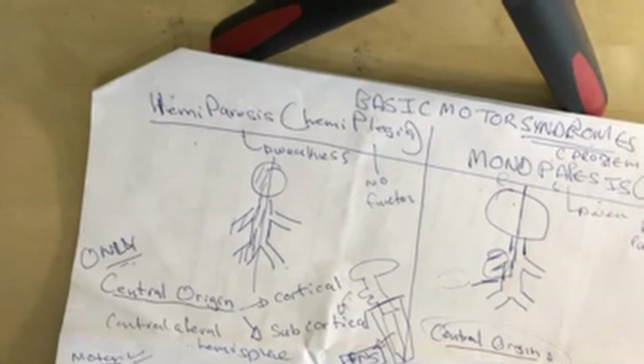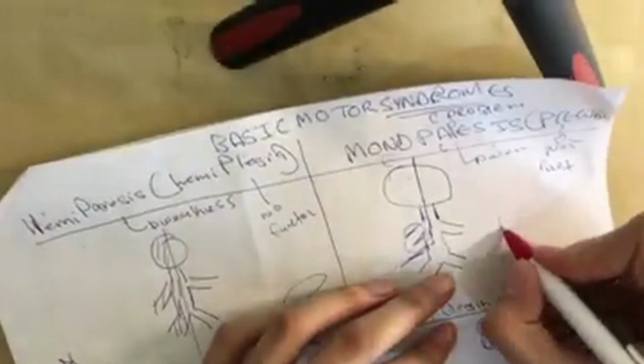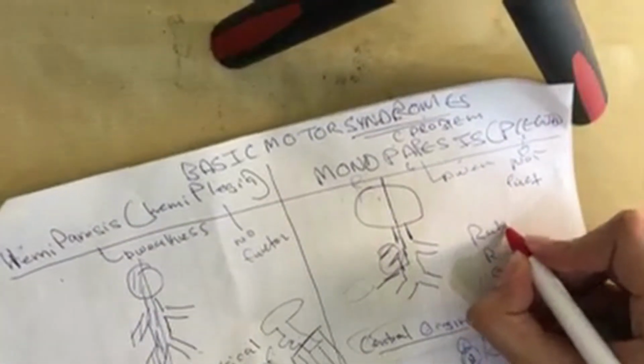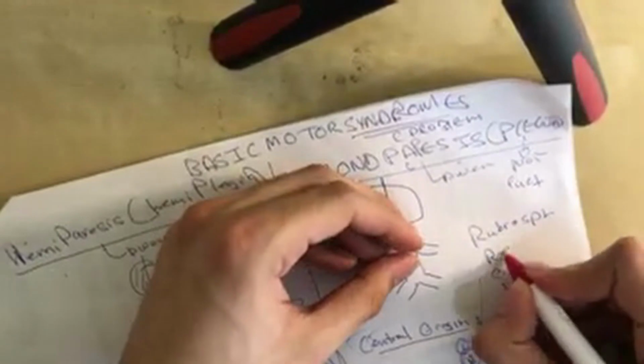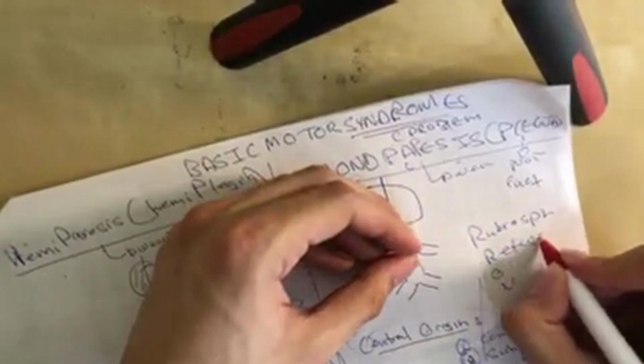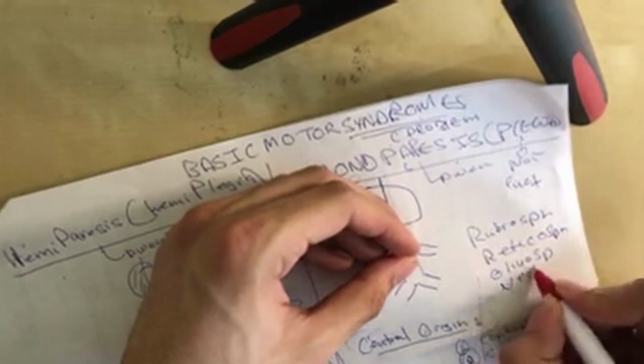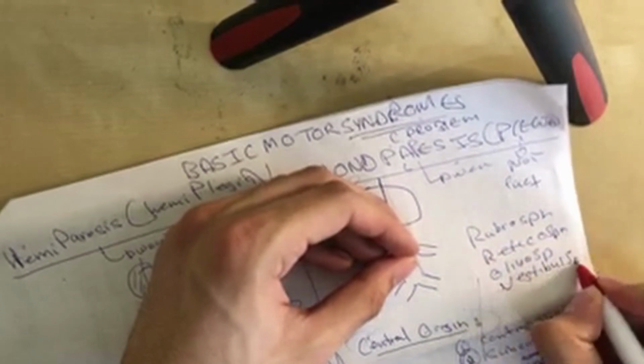I wouldn't say cortical nuclear. I would really take that back. But I would say to remember your subcortical tracts, I use the mnemonic ROV. ROV is going to be rubrospinal, reticulospinal, olivospinal, vestibulospinal. So these are going to be your four main tracts over here.